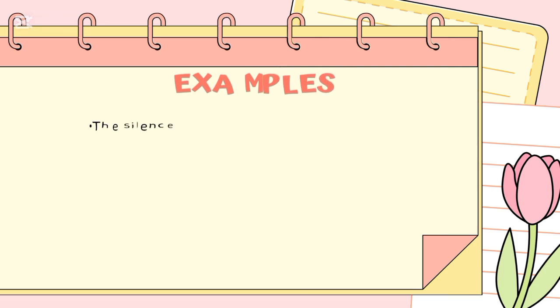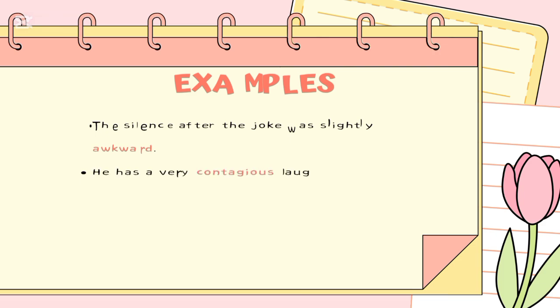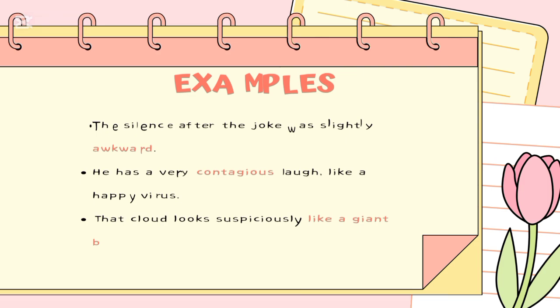Let's look at some examples. The first example: the silence after the joke was slightly awkward. Another: he has a very contagious laugh, like a happy virus. That cloud looks suspiciously like a giant broccoli. The neighbor's cat is ridiculously fluffy.